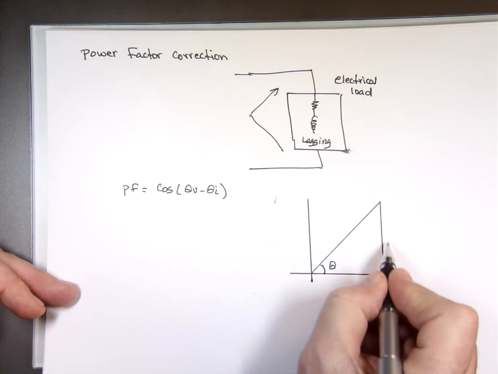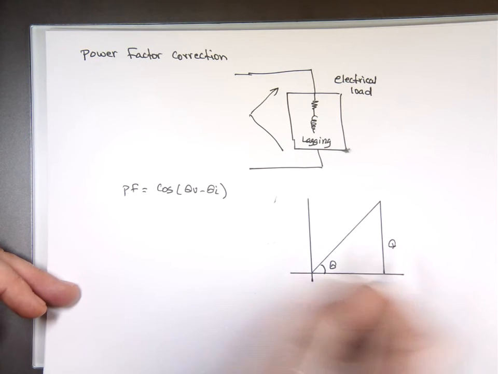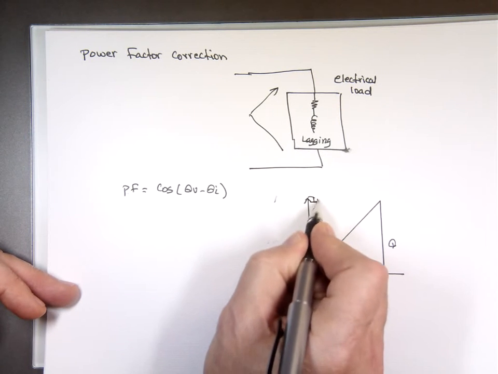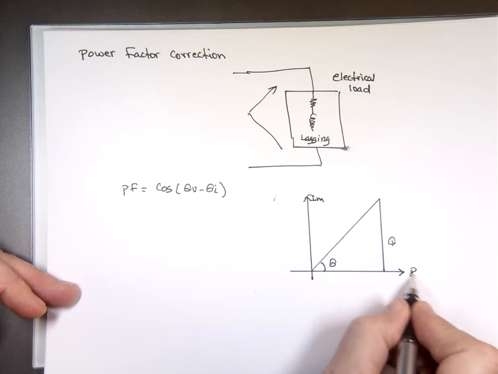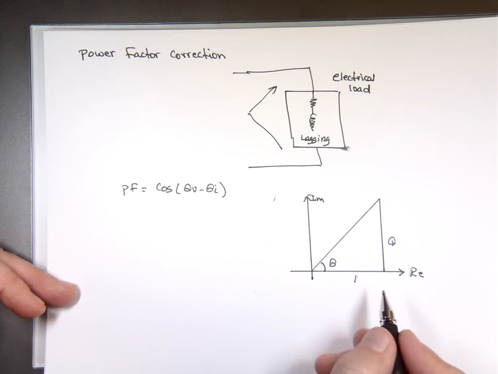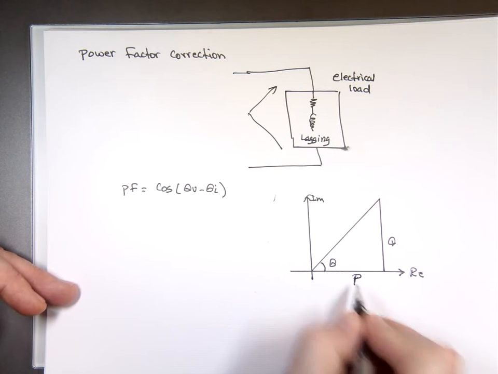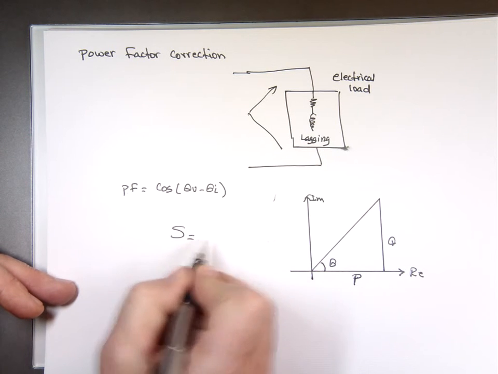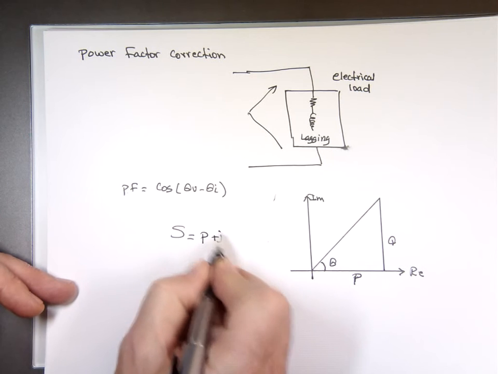You have that imaginary piece, that's the Q here, that's the imaginary, and this is the real. What did we use last time? P plus jQ, right, for complex power? I forgot what we used for letters.